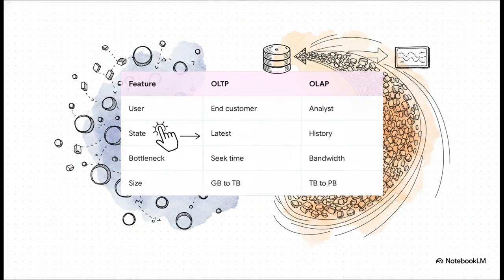And this brilliantly illustrates the real physical divide here. Look at this breakdown. Because OLTP relies on jumping around the disk to find individual records, its main bottleneck is disk seek time, literally the time it takes the hardware to physically find the data. But OLAP is streaming massive amounts of data sequentially, so its main bottleneck is disk bandwidth, basically how fast can we shove data from the disk into memory.